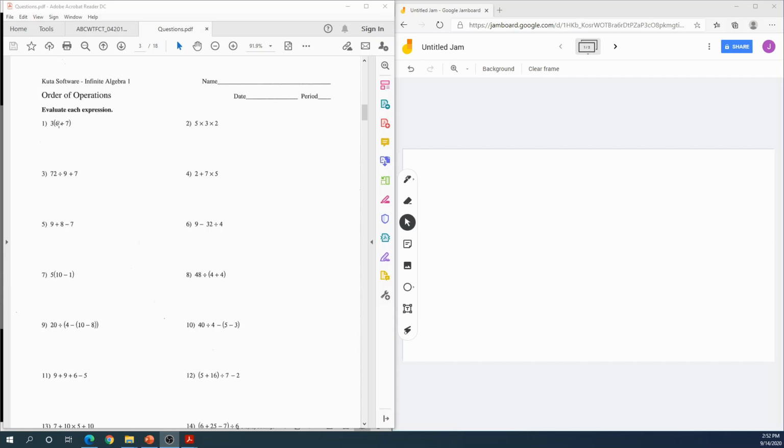Let's look at problem number 3. We have 72 divided by 9 plus 7. So we'll do our division first. 72 divided by 9 is equal to 8. So we'll have 8 plus 7. 8 plus 7 is equal to 15.